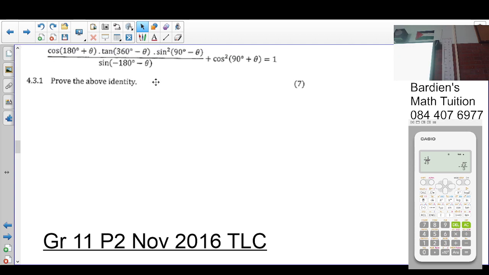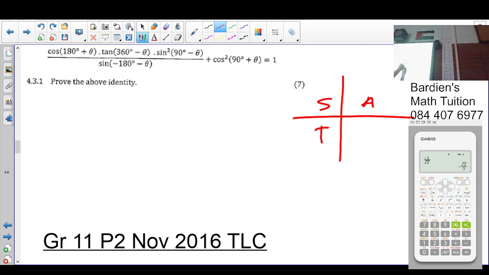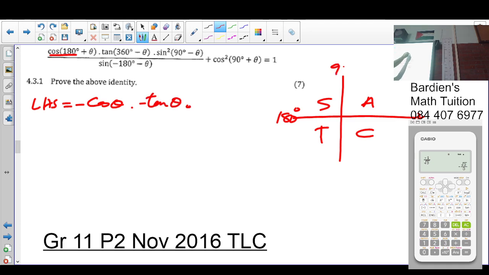4.3.1, given that, this is prove the identity. I start off by drawing a CAST diagram. 180 plus is in which quadrant? This is of course the left hand side. Third, cos is negative. Negative cos theta. 360 minus takes you to the fourth quadrant. Tan is negative. 90 minus is in which quadrant? First quadrant. Sine positive or negative? But it changes to cos.